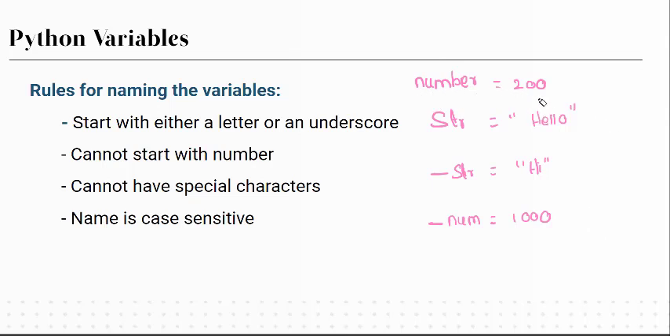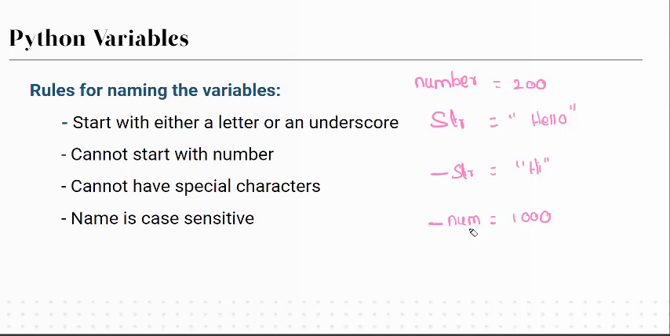Here, first see number equal to 200. Because it starts with a letter, it's a valid variable. The second one is str, within double quotes hello. It starts with a letter, so it's a valid variable. The third one starts with an underscore. Python also allows variables that start with an underscore, so underscore str is a valid variable that is assigned the value hi. The last one is underscore num, assigned 1000 as a value. This is also a valid variable because it starts with an underscore.